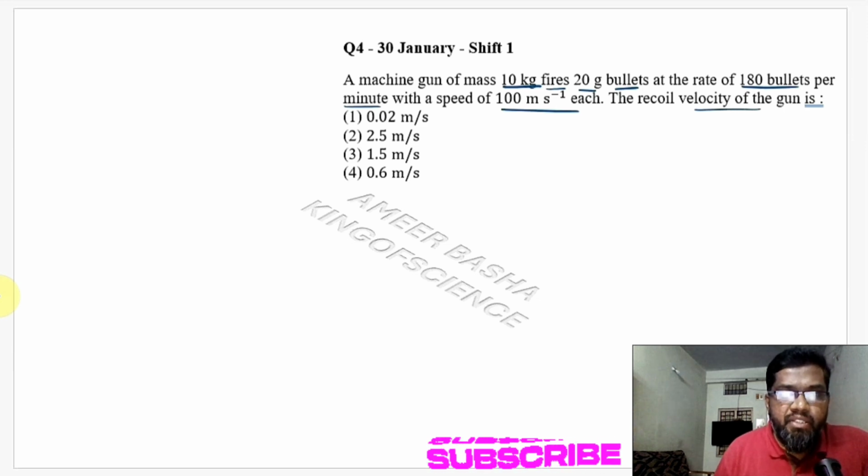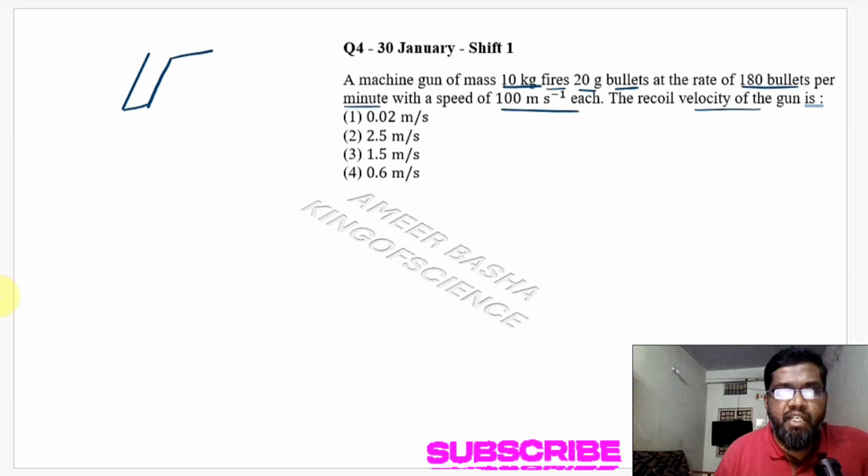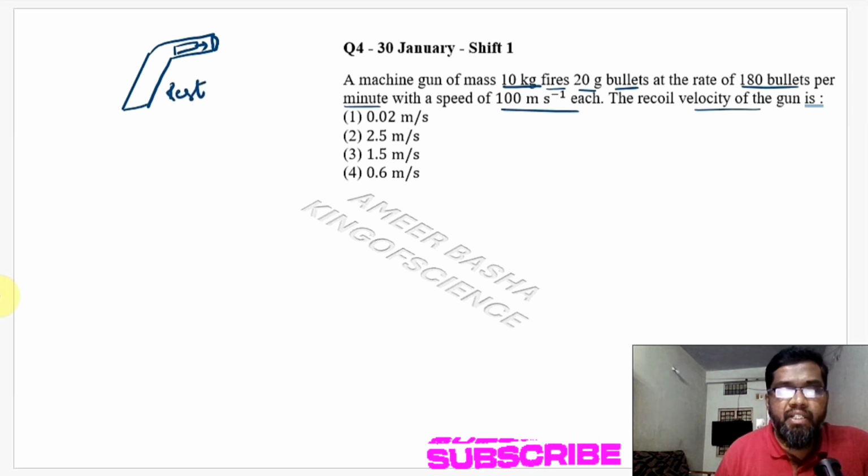So the question is very simple here. It is based on the conservation of linear momentum. The situation you can understand something like this. Initially there is a gun, and from the gun bullets are coming out. Assume this is initially at rest, so that means it is having zero linear momentum.